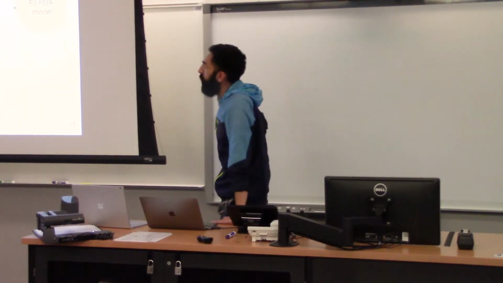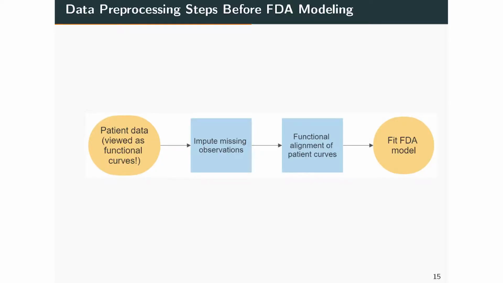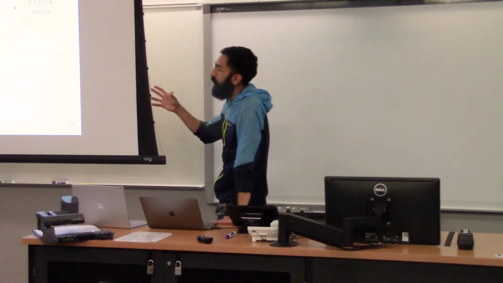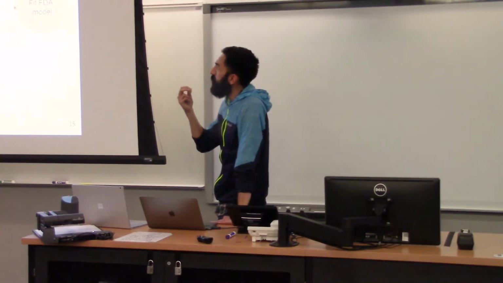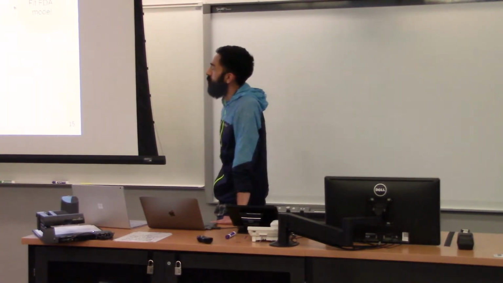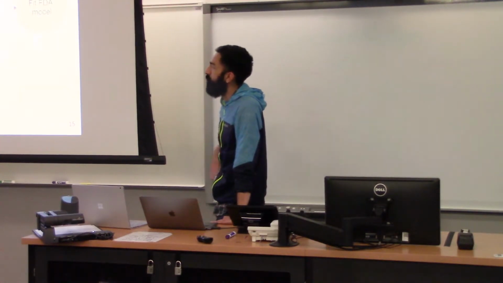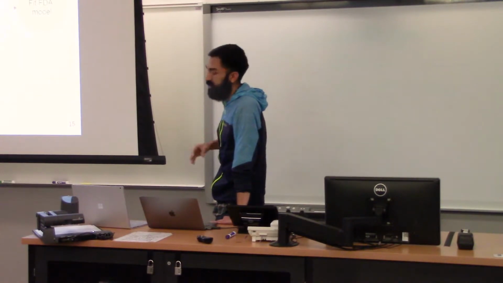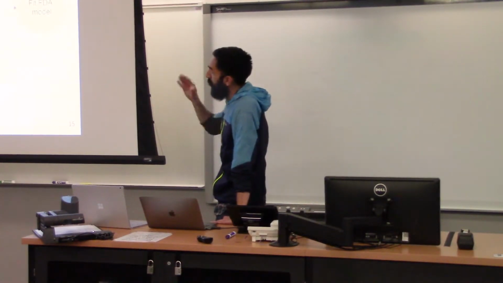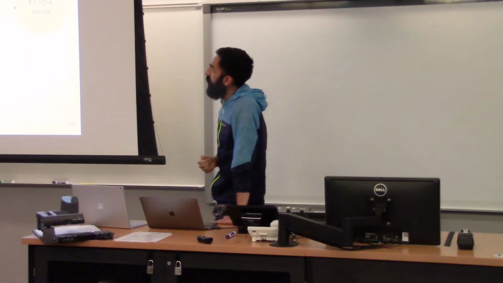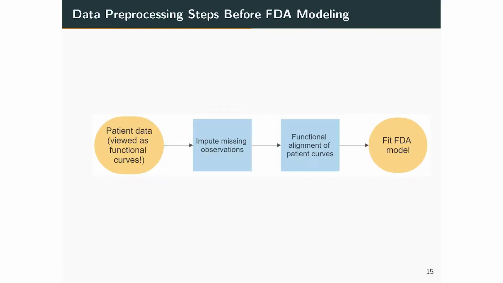This gives you a quick flowchart of the data pre-processing steps that we used before we fit these FDA models. It requires a bit of a perspective shift when we start thinking about functional data analysis. Instead of thinking about patient data as collections of pointwise observations that have some dependency structure associated with them, we're now thinking about patient data as functional curves that have simply been discretized over some fixed time frame, right? So it's a perspective shift in terms of thinking about the kind of data that we're working with and what form it takes. A couple of steps: we had to do some missing data imputation and then some functional alignment of these patient curves prior to fitting the FDA model. I'll talk through those in turn.